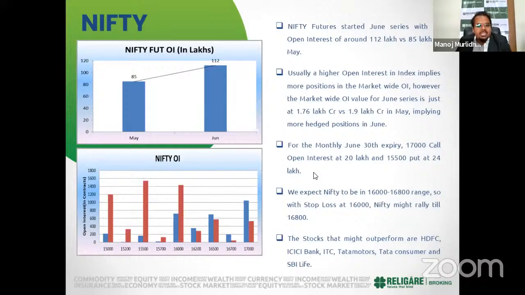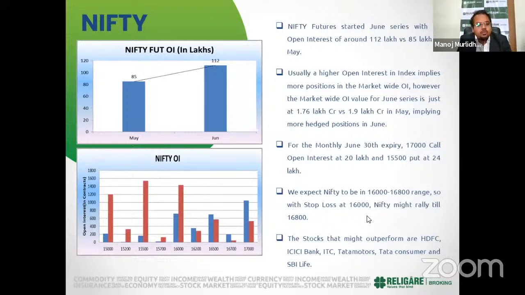We all know that the financial stocks in the Nifty contribute around 34%. The Fin Nifty, which was introduced a couple of years before, has the addition of HDFC Limited as well. So what we're trying to say is we like stocks like HDFC Limited, ICICI Bank, ITC, Tata Motors, and Tata Consumer, along with SBI Life. We have seen additional long-side positioning in these stocks. So these would be the stocks which can outperform and help the Nifty rally all the way from this so-called 16,100 towards a target of 16,800.